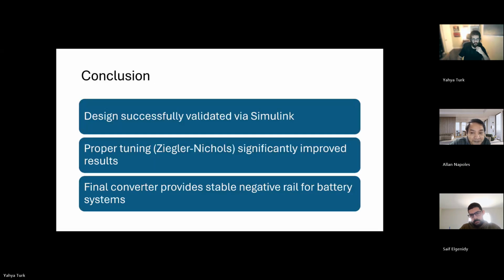Conclusion. So our conclusion is our design was successfully validated by Simulink, and we used proper tuning methods like Ziegler-Nichols and frequency domain. And the final converter provides a stable negative rail for battery resistance.